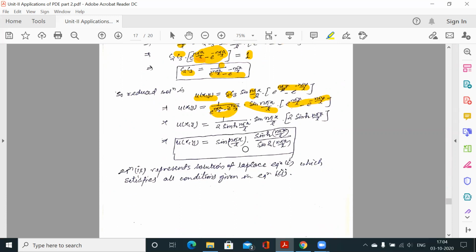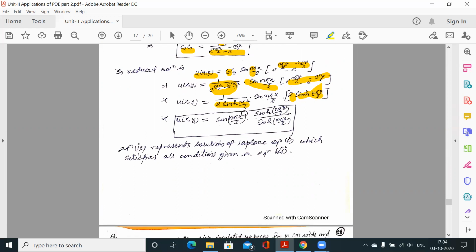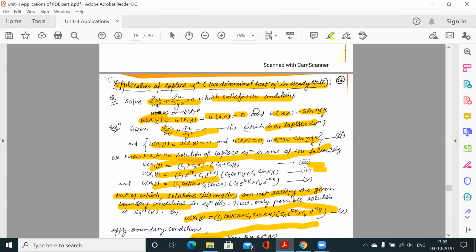into something. If you observe this, we can write this in terms of the sine hyperbolic function. e to the power theta minus e to the power minus theta is equal to 2 sinh theta. Clear? Similarly here also, e to the power theta minus e to the power minus theta is equal to 2 sinh theta. Clear? So this is sin(n pi x by l). This 2 upon this 2 would be cancelled. So this is the remaining solution, which represents the solution of the Laplace equation which satisfies all the conditions given in equation 2, meaning these boundary conditions.